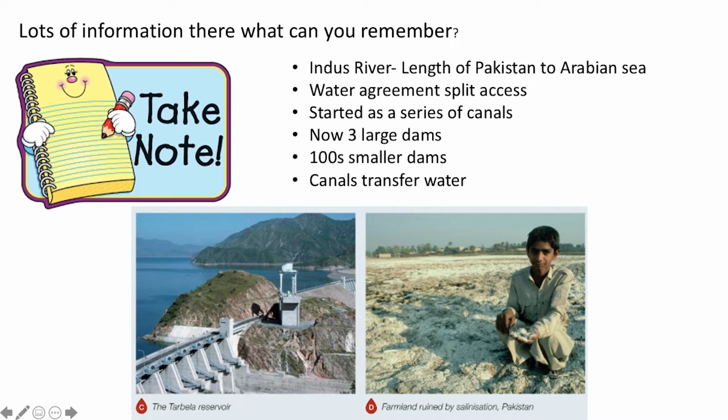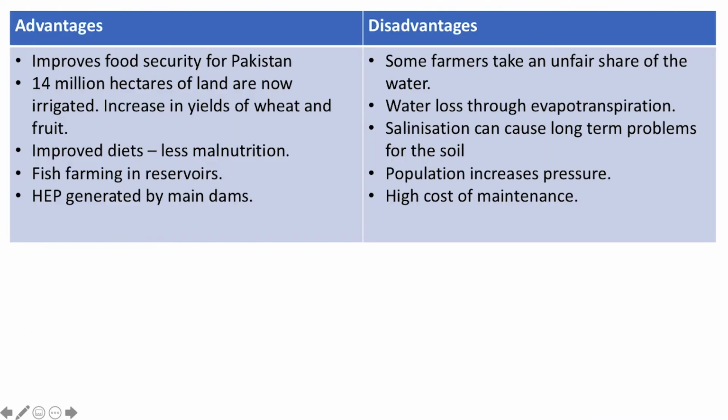And the salt is going to have a really negative impact on farming and the amount of crops you can produce. So here's a table talking about the advantages and the disadvantages of the IBIS system, the Indus Basin irrigation system. Pause the tape here and draw a table and write down the advantages and disadvantages.